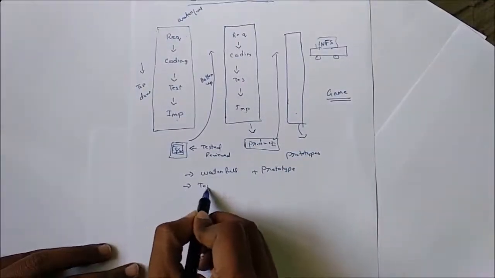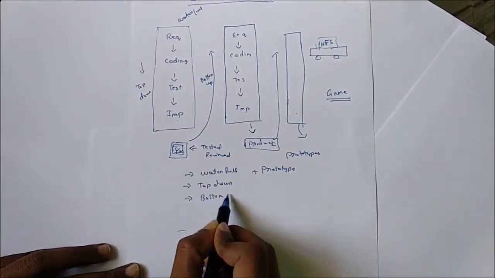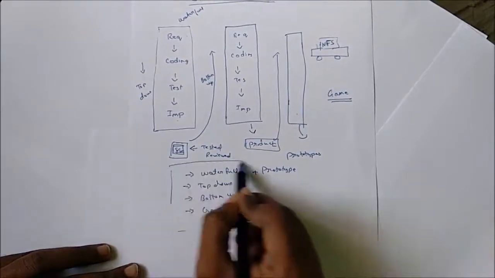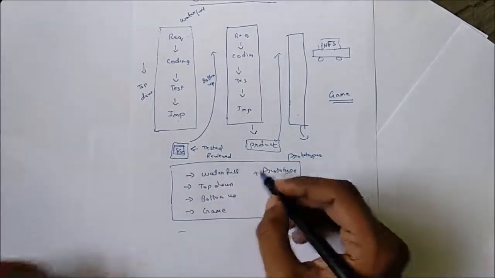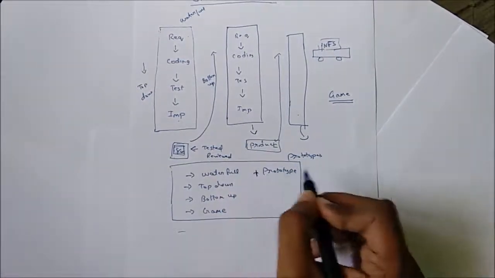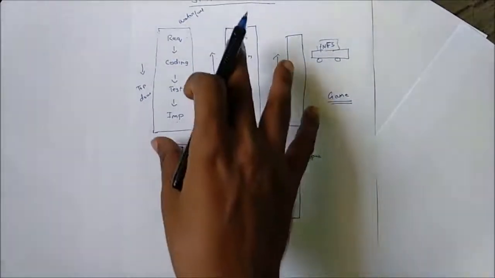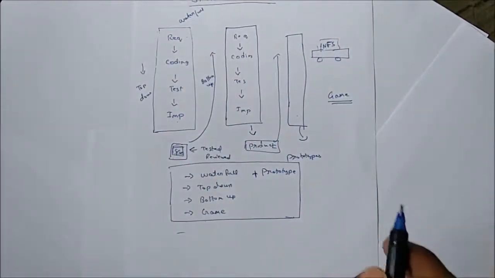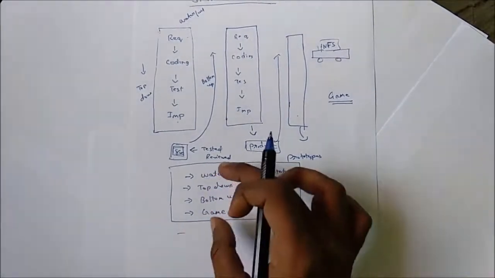and then top down, and then bottom up, and this is mainly used for game development. That's it. If you write these 5 keywords in the answer, you will get above half of the marks for sure, because these are the main keywords involved in spiral model. And I hope you understand the concept of spiral model, and I will tell you a small mnemonic or small story to remember these 5 keywords.